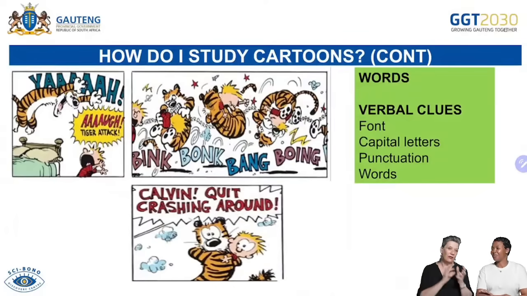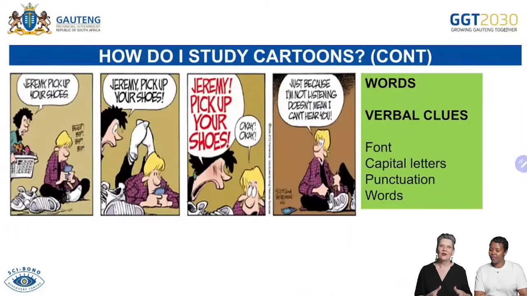So we've got visual clues, but we also have verbal clues. Verbal has to do with the words we speak, and that's what we see. So remember, obviously, a cartoon can't speak. So the best way the cartoonist will use them is font, capital letters, punctuation in words.